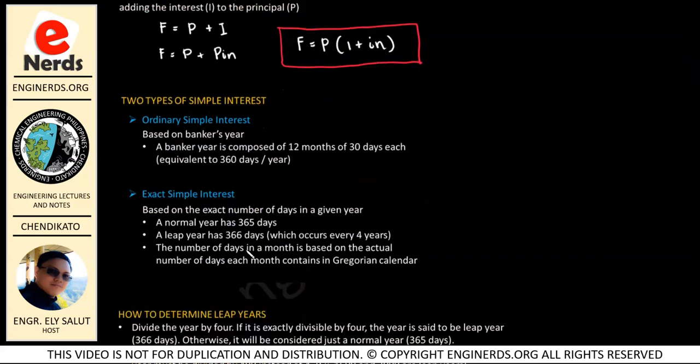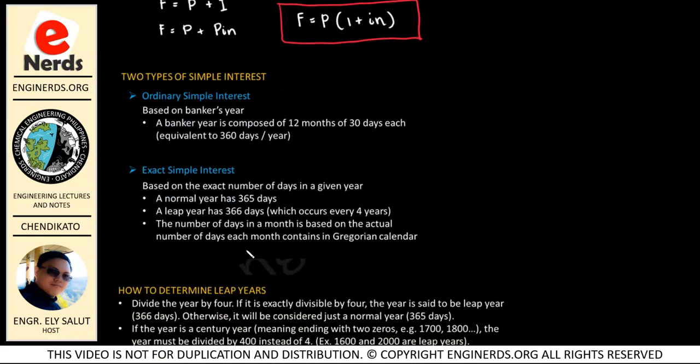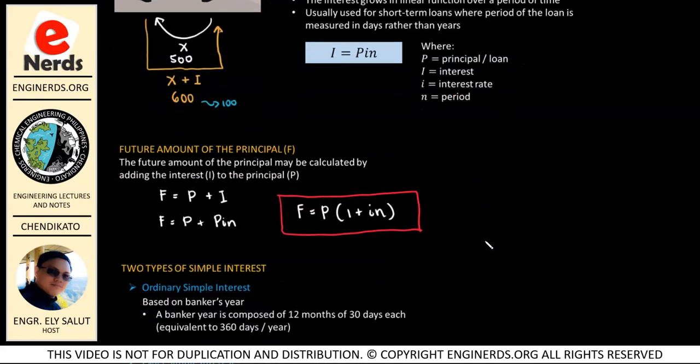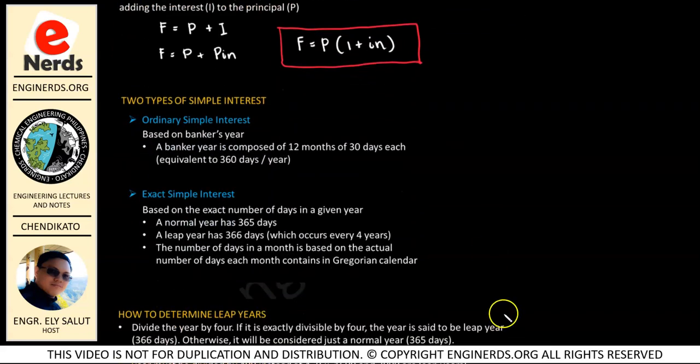Now, meron tayong dalawang klase ng simple interest. And this will not be difficult guys because ang pinagkaiba lang naman nila is how to represent itong ating N sa ating equation, which is the period of time, which as I said before is expressed in years. Kapag tinawag natin siyang ordinary simple interest, this is based on the banker's year. Kapag sinabi nating banker's year, it is composed of 12 months of 30 days each, which is equivalent to 360 days per year. So, ito yung ating banker's year, guys.